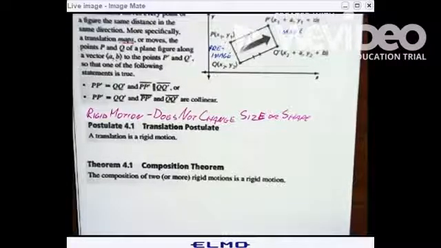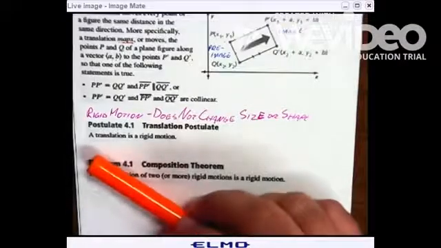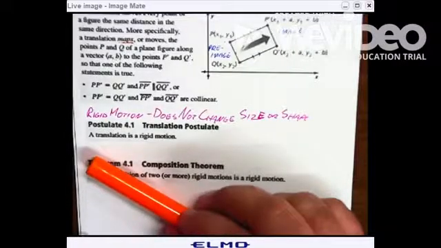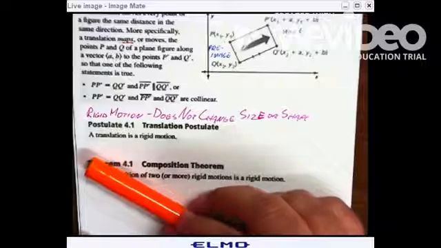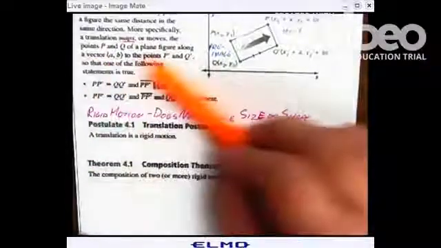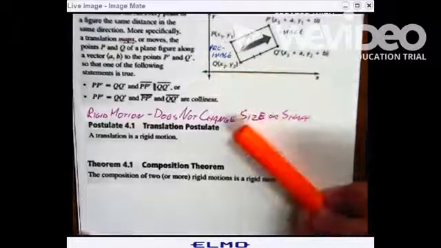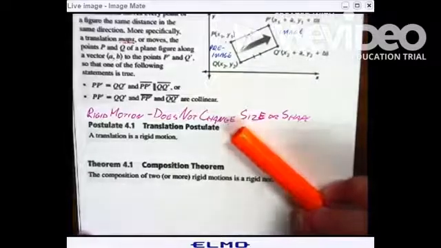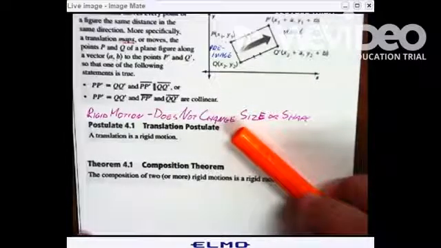What this says is that if you have a composition of two or more rigid motions, then it will still be a rigid motion. Now, a composition, what that is, is when you take two or more transformations and you put them together. So, for example, if I take this little pinlet and I move it up, then I move it over, then I move it down, this is three different translations. It is a composition. It puts all three together.